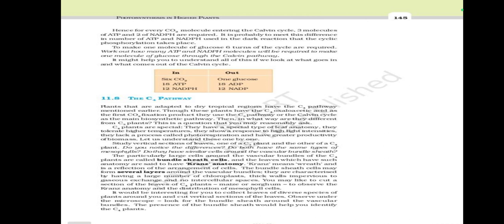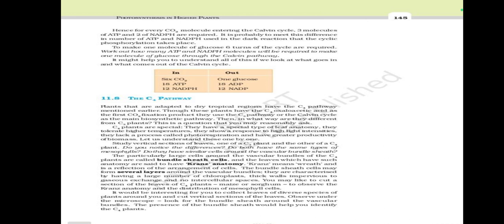It might help you to understand all of this if we look at what goes in and what comes out of the Calvin cycle. Now, the C4 pathway: plants that are adapted to dry tropical regions have the C4 pathway mentioned earlier. Though these plants have the C4 oxaloacetic acid as the first CO2 fixation product, they use the C3 pathway or the Calvin cycle as the main biosynthetic pathway.